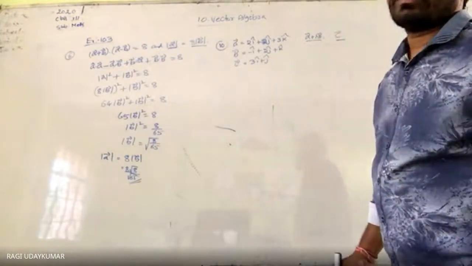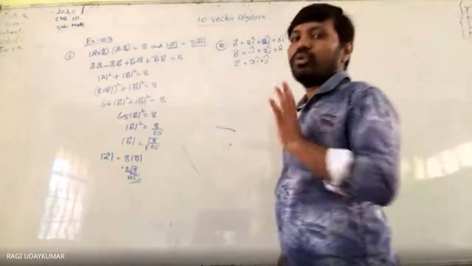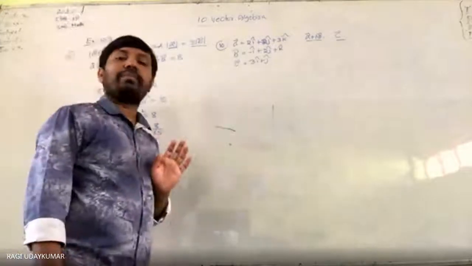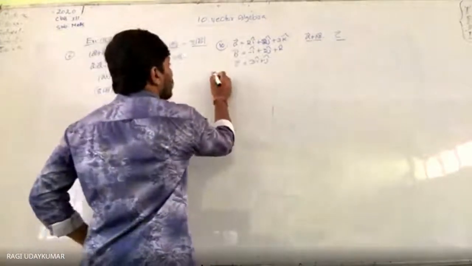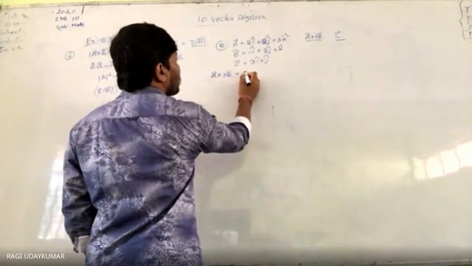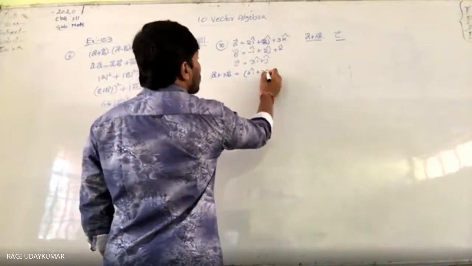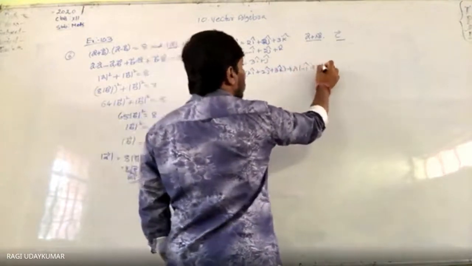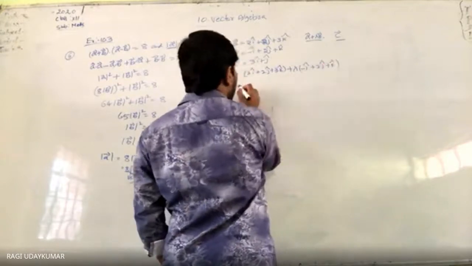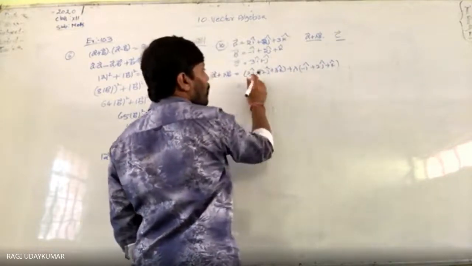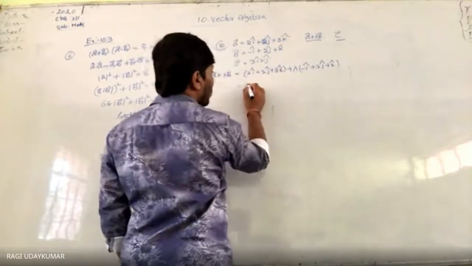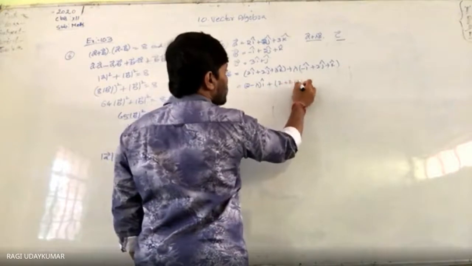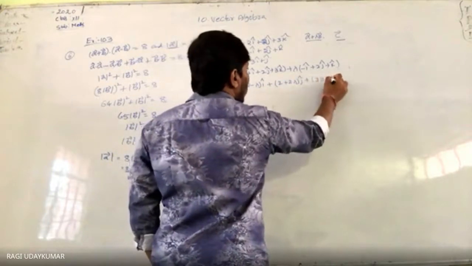So that is nothing but their dot product is equal to 0. If the dot product is equal to 0, then you can say that the two vectors are perpendicular to each other. So first you find out A bar plus lambda B bar. It is 2i plus 2j plus 3k plus lambda into minus i plus 2j plus k. So which is equal to, what do you get here? 2 minus lambda i, 2 plus 2 lambda j, 3 plus lambda k.